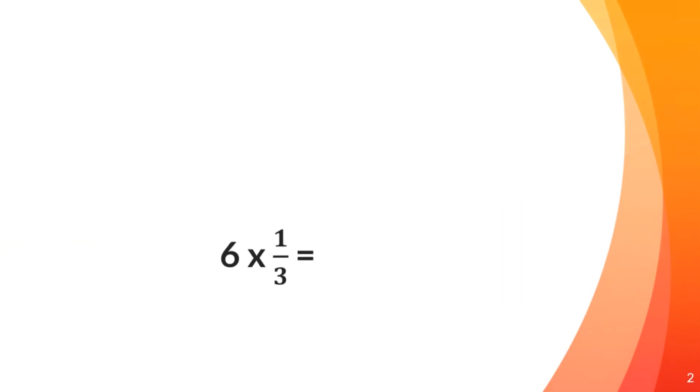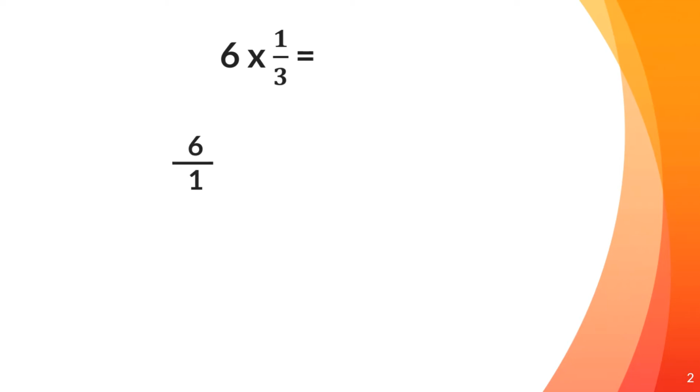Let's start with multiplying a whole number by a fraction. So sa pag-multiply ng whole number sa fraction, kailangan natin i-change yung ating whole number as a fraction. And how to do that is write the whole number over 1. So, 6 over 1, yun yung ating whole number. And then, multiply natin sa ating fraction ng 1/3. And in multiplying fraction by fraction, we multiply the numerators and multiply the denominators.